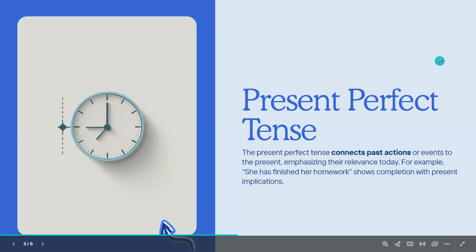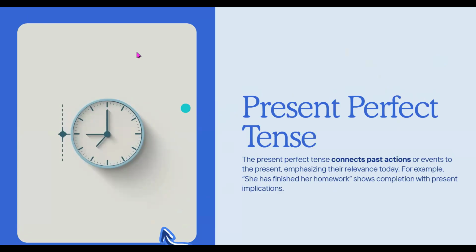Well, definition of the tense. My dear Maria Fernanda, could you read this definition? Yes, teacher. Present perfect tense. The present perfect tense connects past actions or events to the present, emphasizing their relevance today. For example, she has finished her homework shows completion with present implications. Great job, my dear Maria Fernanda.